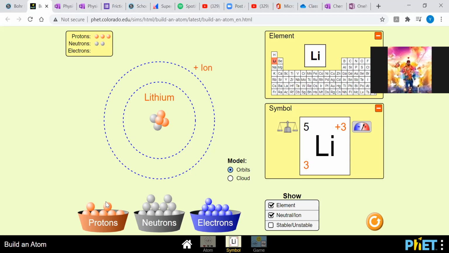Okay. So which one tells us the number of protons? Atomic mass, atomic number, or mass number? Atomic number. Yes, atomic number. Very good. So this is my atomic number. Okay. This is my protons.